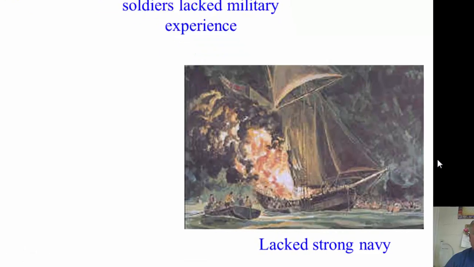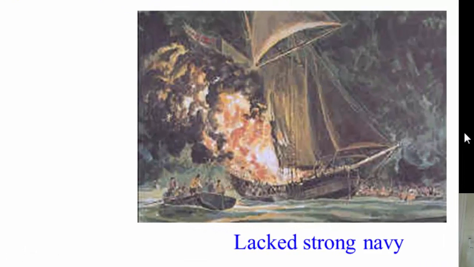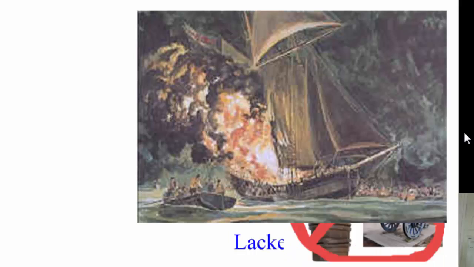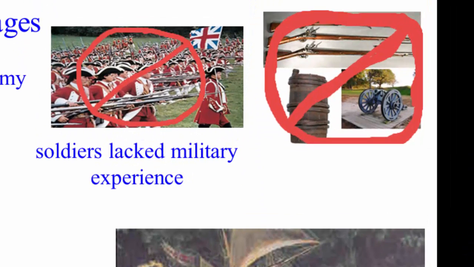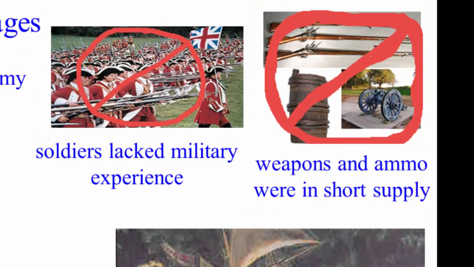They lacked a strong navy. They hardly had a navy at all. They were using merchant ships, converted merchant ships. They'd put cannons on them and turn them into warships. But they really didn't have a navy. And they lacked weapons and ammo. Those things were in short supply.